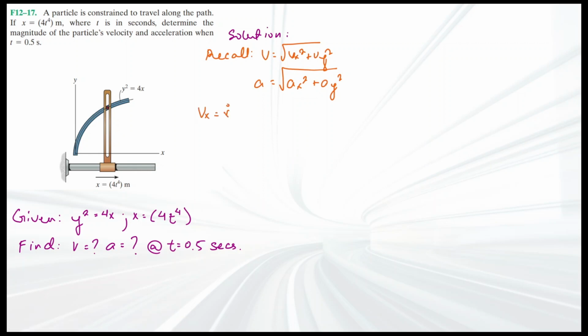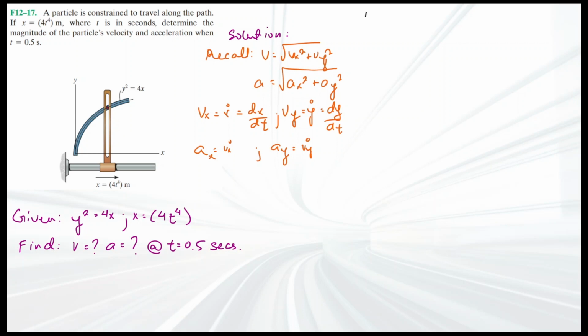So again, vx is the first derivative of displacement, which is equal to dx over dt, which is basically the change in position along the horizontal path divided by its change in time. And same goes with vy. Vy, on the other hand, is y prime, the change in position with respect to the vertical motion. Now, the acceleration is the first derivative of our velocity for the respective x and y.